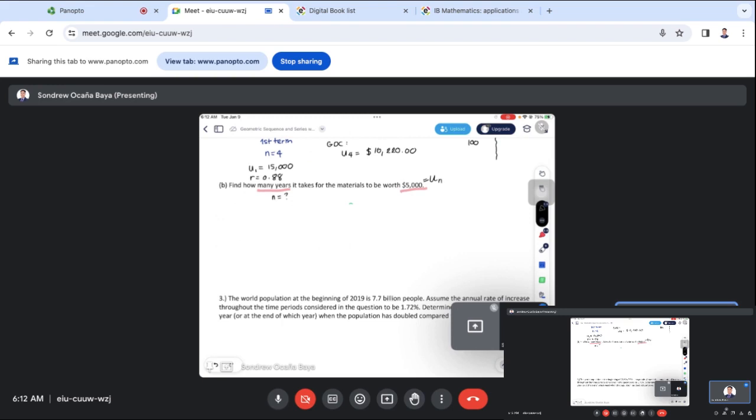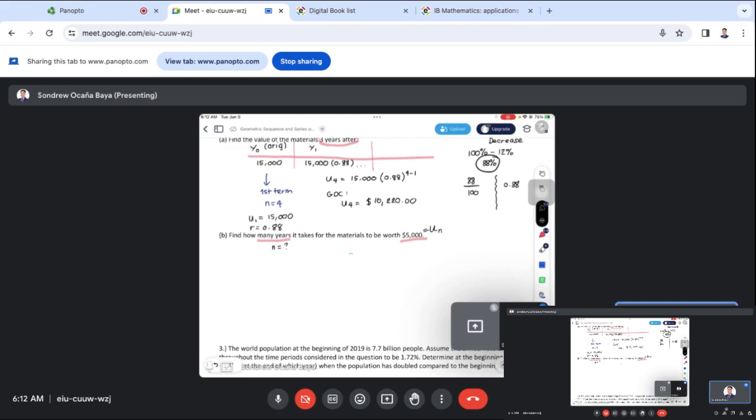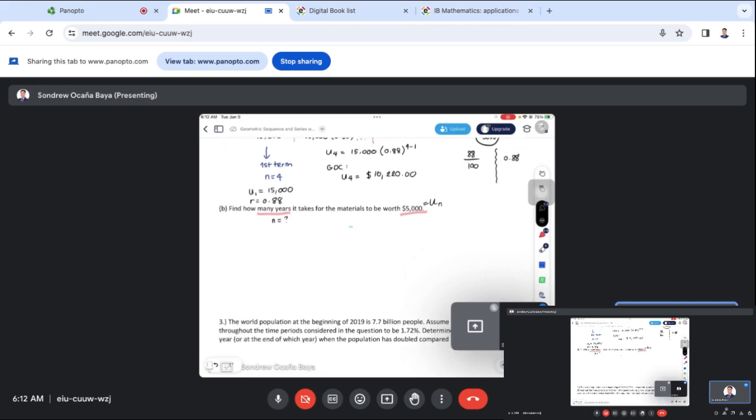Take note that we already have our initial values on top. We have our a sub 1 and we have our rate. So we can just put in the values. So you have here 5,000, which is our u sub n, equal to our first term, which is 15,000, multiplied with our rate, and you have n minus 1.